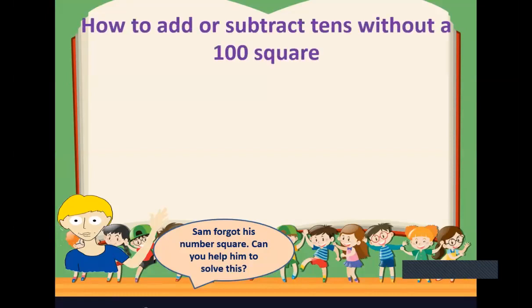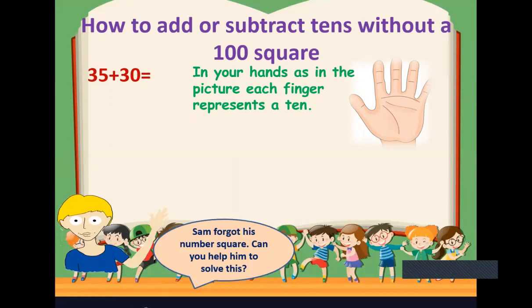Now, Sam forgot his number square. Can you help him to solve this? How to add or subtract tens without a number square or 100 square? You have to add 35 and 30. We don't have a number square to add. Now what are we going to do? We are going to add using your hands. In your hands, as in the picture, each finger represents a 10.